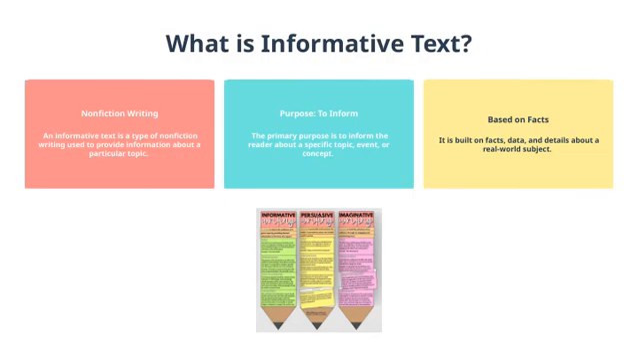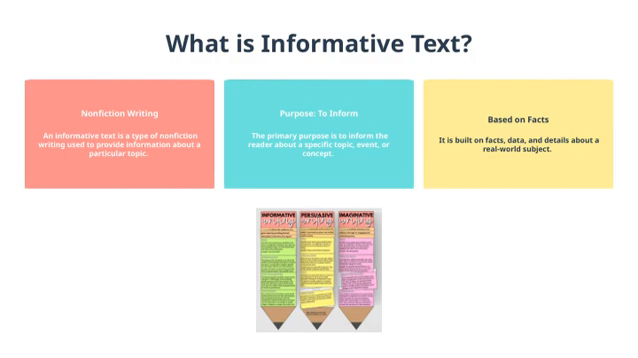So let's talk about what an informative text is. Essentially, it's a type of nonfiction writing. Its main goal is to provide clear, accurate information about a specific topic. When we say nonfiction, we mean it's based on real facts and real-world subjects, not fiction or made-up stories. The primary purpose of this kind of writing is to inform the reader. It could be about an event, a concept, or a particular subject matter. And because it's based on facts, it relies on data, details, and information that you can verify.